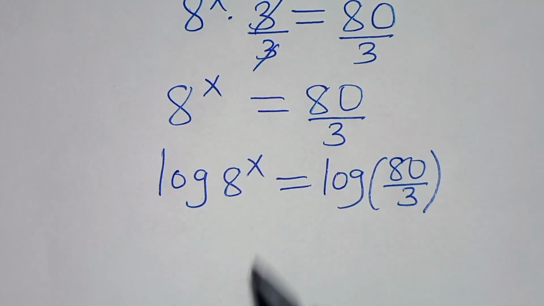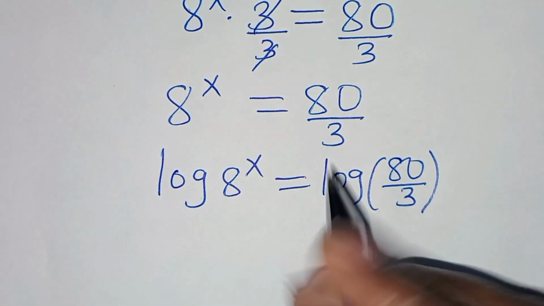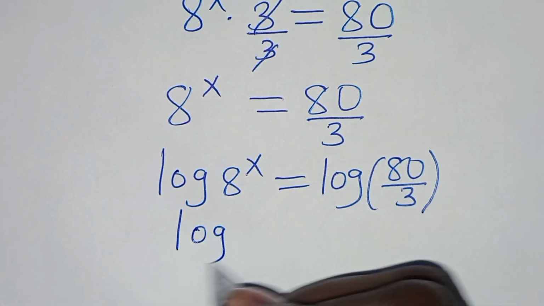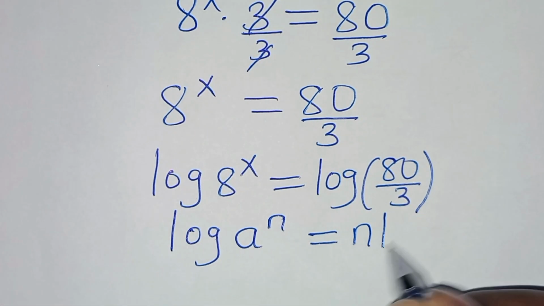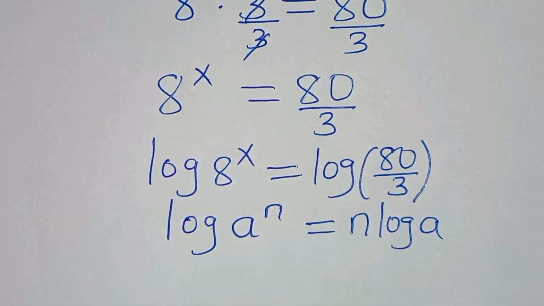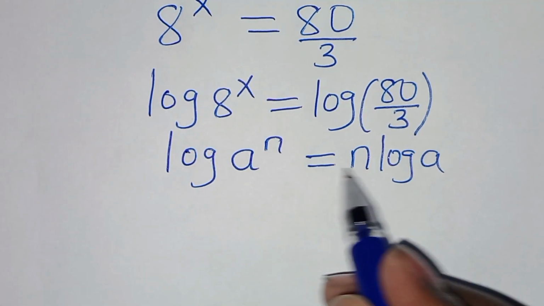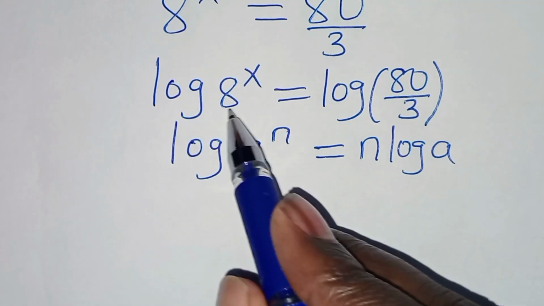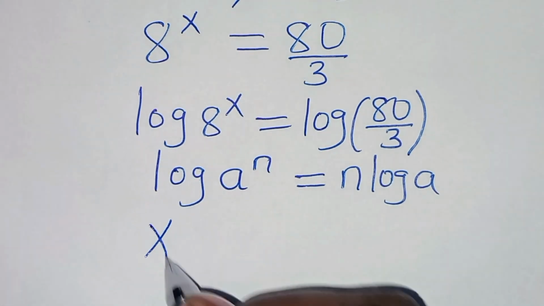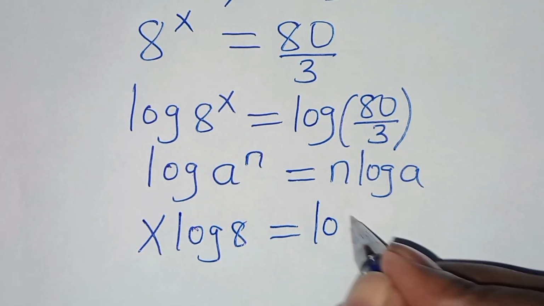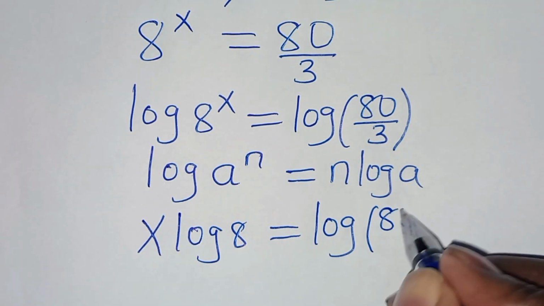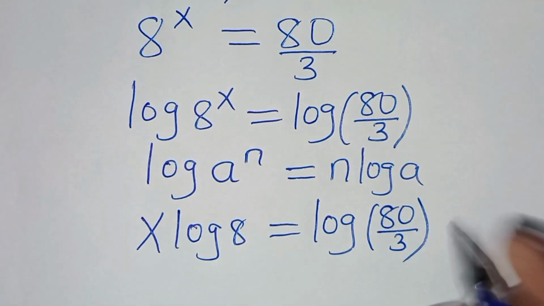Now, the next step is that log 8 to the power x, this is in the form of log a to the power n, which we can express as n log a. Now, applying this power rule property of logarithm, then log 8 to the power x becomes x log 8. This is equal to log 80 over 3.